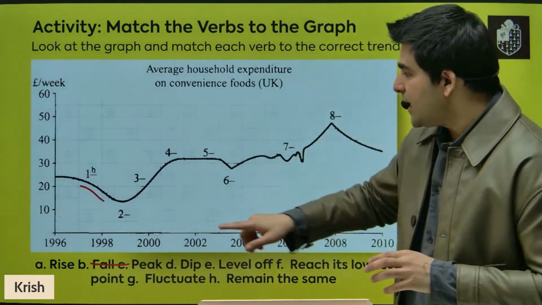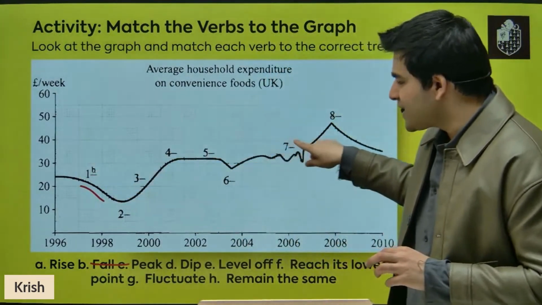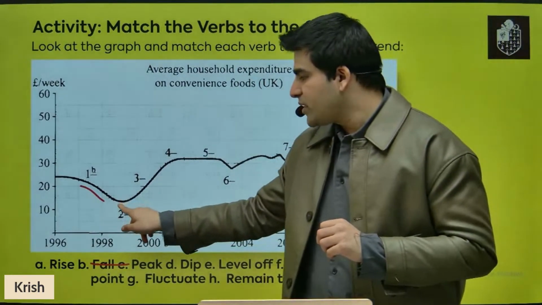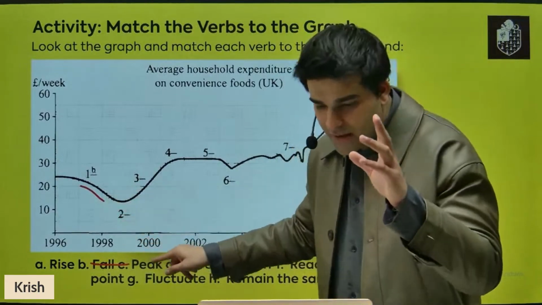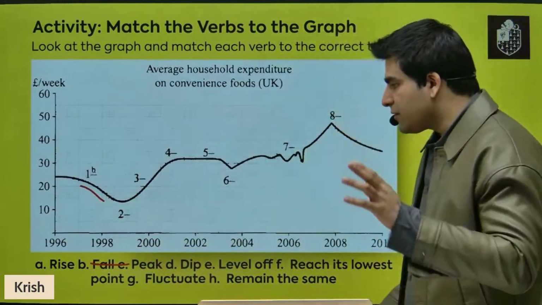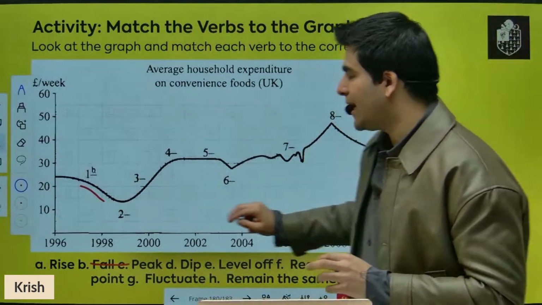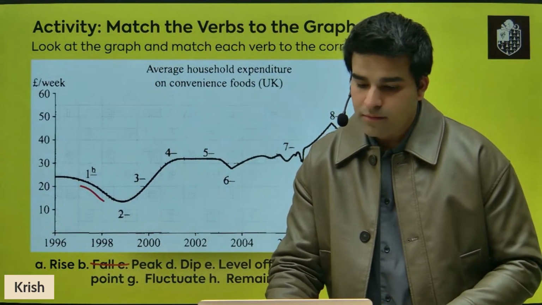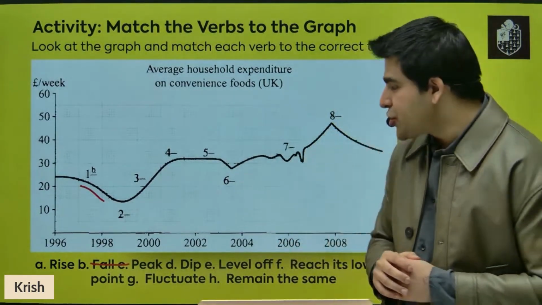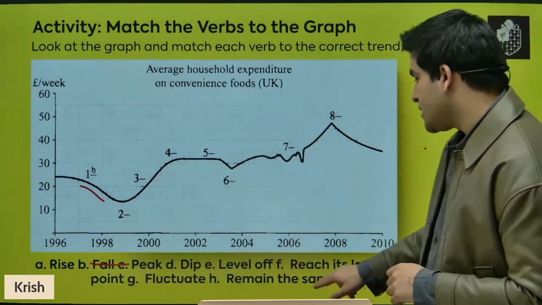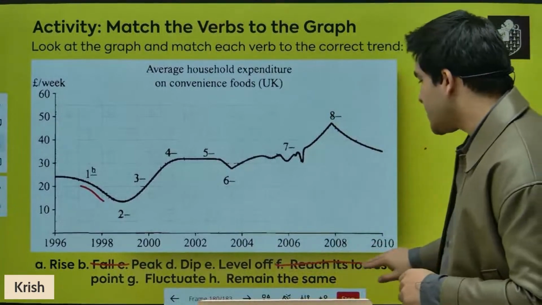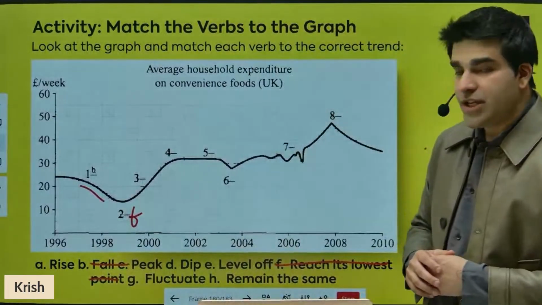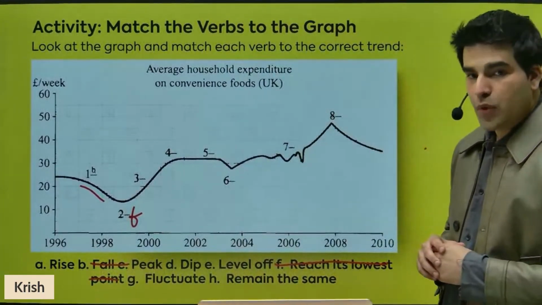Tell me something. In this entire dance of the line that's taking place here, what is the lowest point? Lowest point is 2 only, correct? So the correct answer is, thank you, everybody, wonderful. The correct answer here is, have a look. Reach its lowest point. It's F. So the correct answer is F. 2 is F. Reach its lowest point.